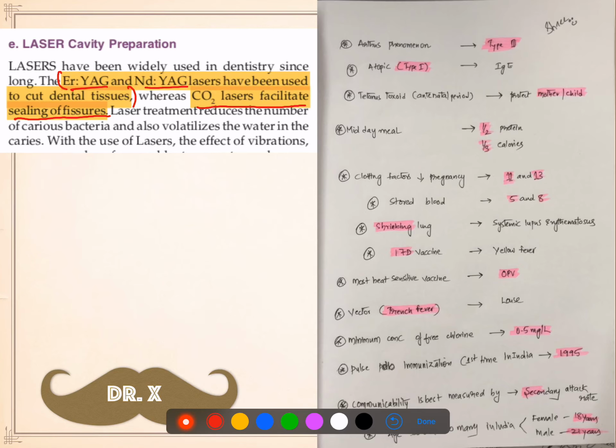A few important basic related questions. The type of hypersensitivity that is shown by the Arthus phenomenon is type 3. Of course, you know type 1 is atopy, anaphylaxis, which is mediated by IgE immunoglobulins. Whenever tetanus toxoid is given antenatally, it is going to protect both the mother as well as the child. Midday meal is going to provide one half of the protein content per day and one third of the calorie content of that particular day.